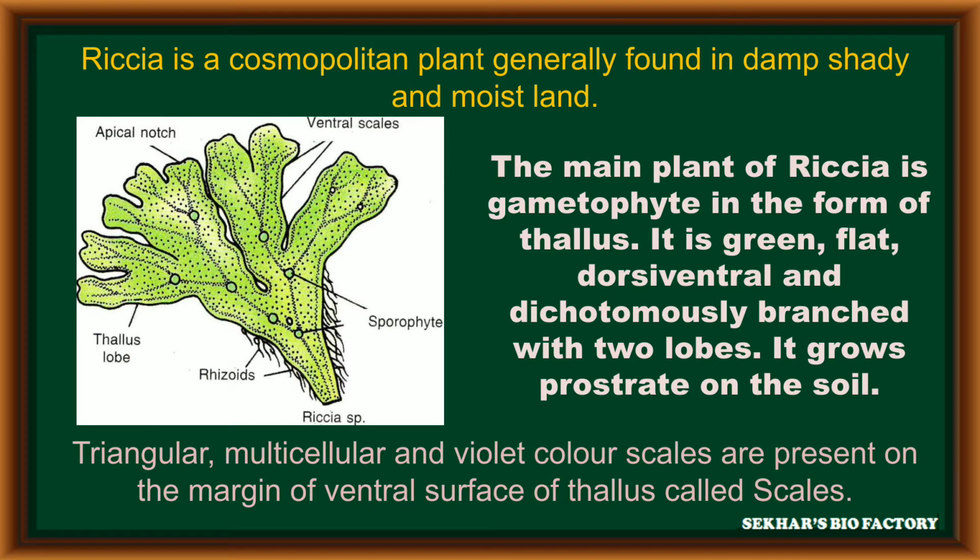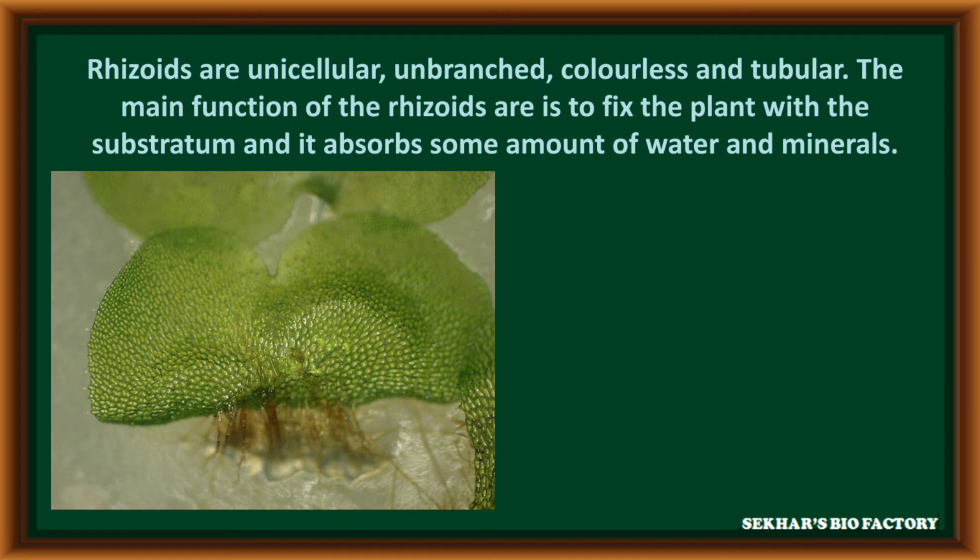In the plant body, triangular, multicellular and violet colored scales are present on the margin of the ventral side of the thallus body, called scales. In these members, the rhizoids are unicellular, unbranched, colorless and tubular in nature. These rhizoids have a main function: they help to fix the plant body on the substratum. At the same time, they help to absorb some amount of water and minerals from soil.